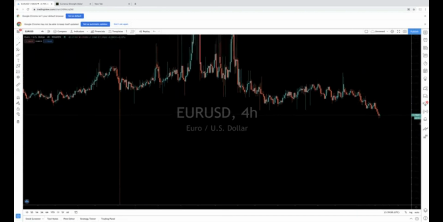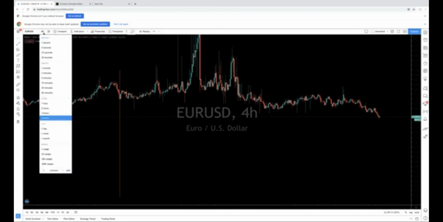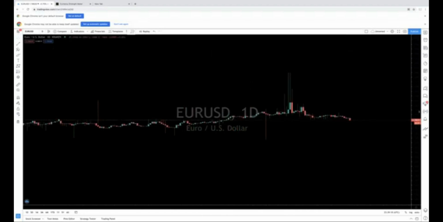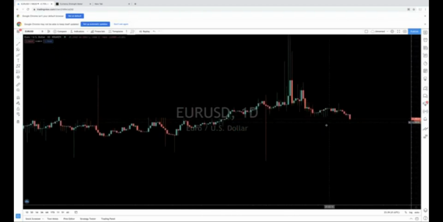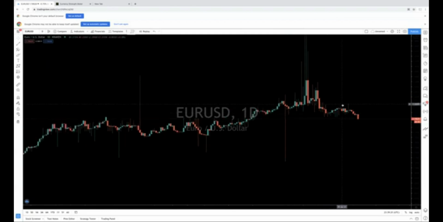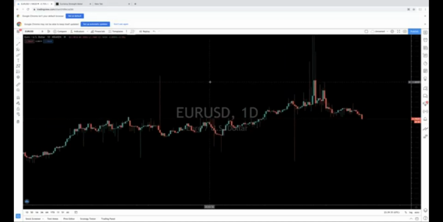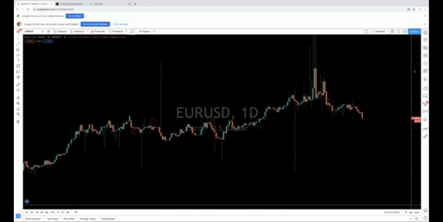So let's first go to the daily time frame so we can get a better idea on where we have resistance. We're going to see there's a big spike here. So guys, I'm in EUR USD on the daily, and I'm going to be identifying some areas of possible resistance for the daily time frame. I would put this as a possible area of resistance here.